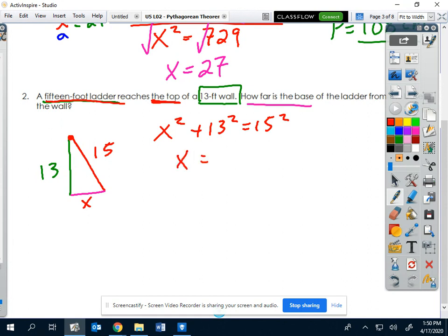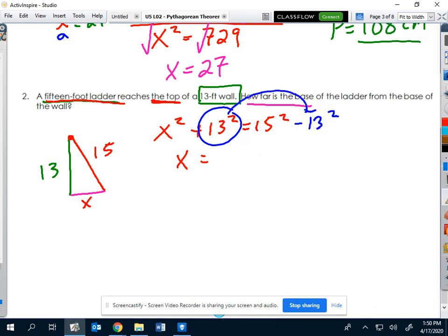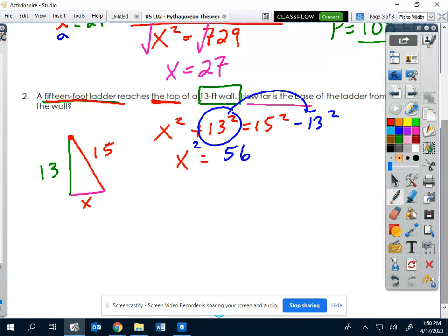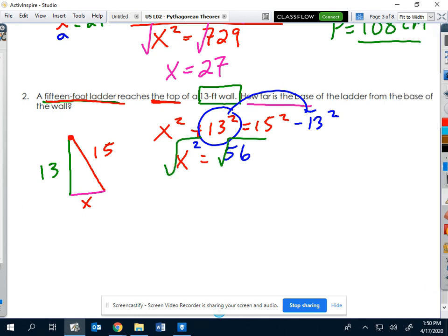If we subtract that 13 squared to the other side, so we need to bring this guy over, subtract 13 squared, then 15 squared minus 13 squared gives me 56. Okay, and we're not quite done because it's still x squared. We need to get rid of that square, so we take the square root.